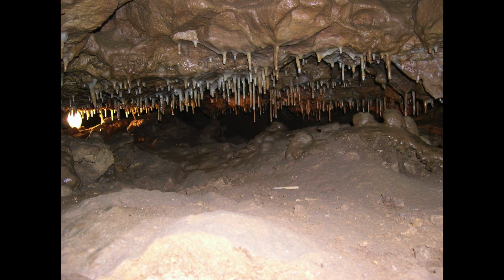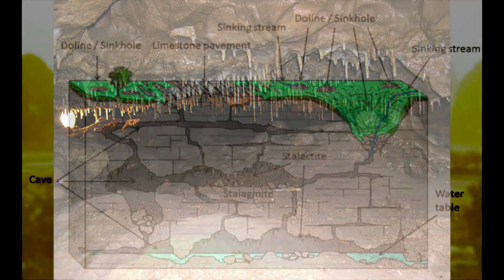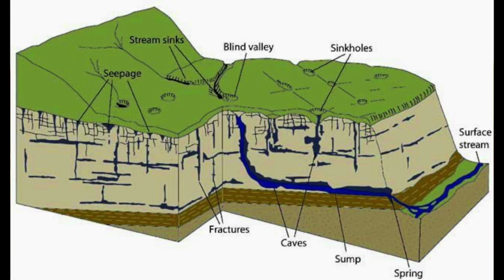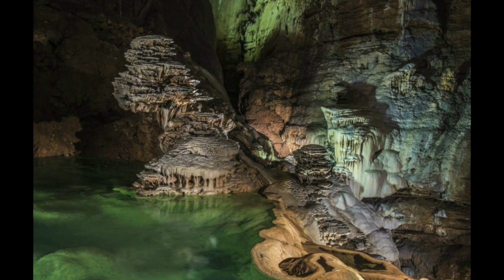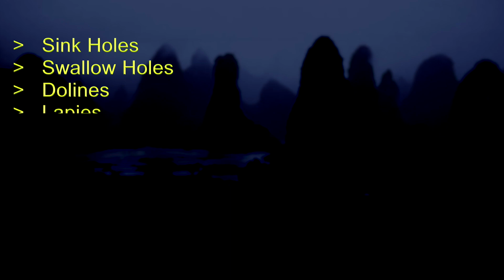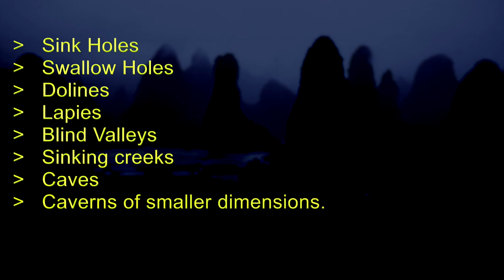The ground surface is characterized by rough terrain due to the development of lapies because of the dissolution of limestone along the joints. With the enlargement of sinkholes and swallow holes into dolines, surface drainage starts disappearing underground through different sinks and blind valleys. The underground drainage initiates the formation of caves and caverns through the underground solution and abrasion. The characteristic geomorphic features of this stage are sinkholes, swallow holes, dolines, lapies and blind valleys, and also sinking creeks, caverns of smaller dimension. Thus, the youthful stage is characterized by slow sinking of surface drainage and progressive development of underground drainage.